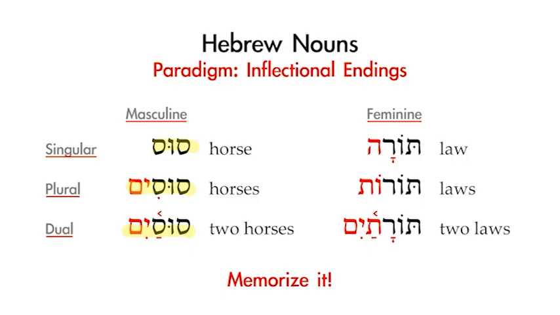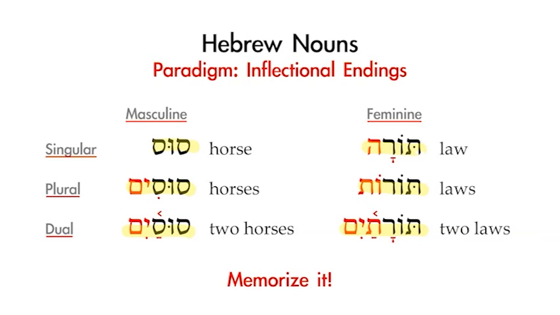Let's go to the feminine nouns now. Let's pronounce those together. There is Torah, Toroth, and then Torathayim. Torah, Toroth, and Torathayim. Torah is feminine singular, and it's identified by the Kametz He ending, highlighted in red.